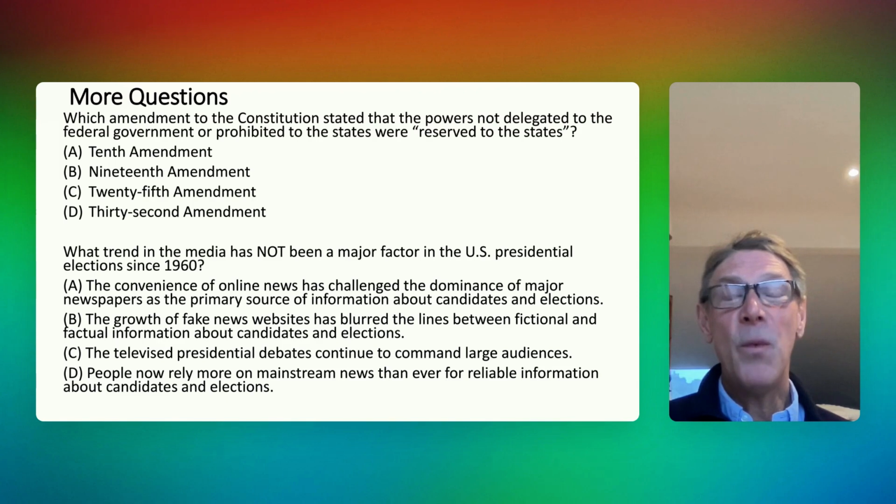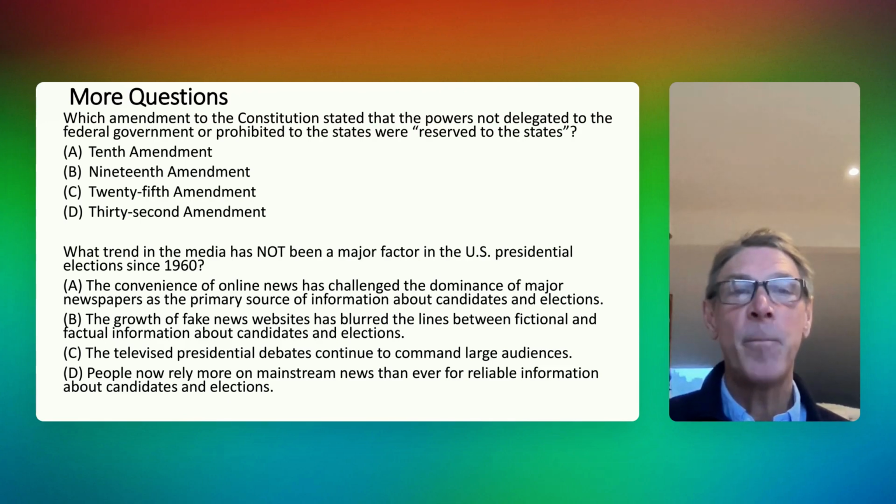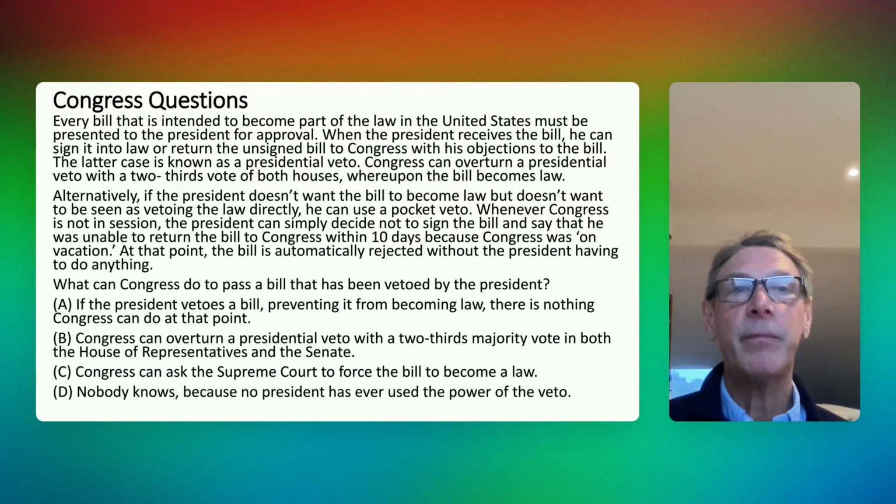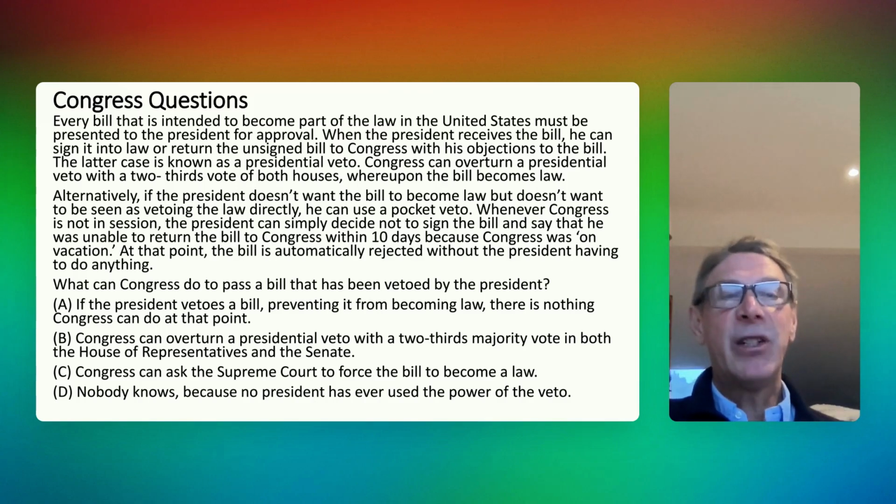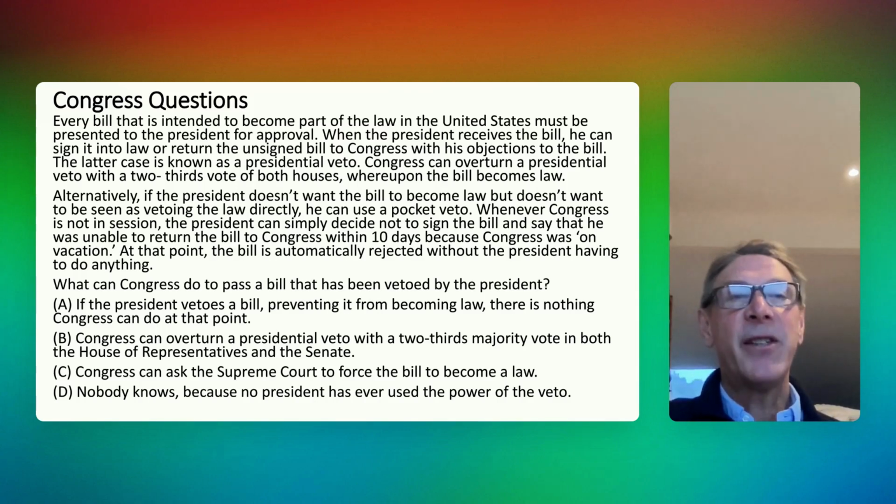So with all these websites coming up, I think that D has not been a major factor in the US presidential elections since 1960. So answer D. Another one, different subject, about Congress.